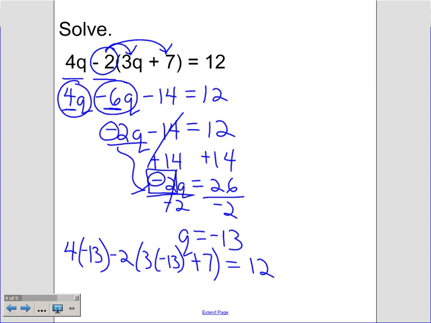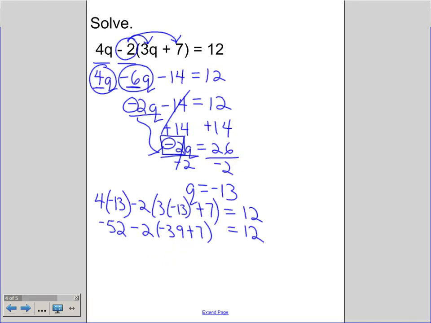If I go back and substitute that into my equation, as far as what to tackle first, I can go ahead and combine this 4 and -13. That's going to be a -52. And then -2, 3, and we have to solve what's in parentheses, so that's going to be -39 plus 7 is equal to 12. Make sure the tendency would be to combine these, but make sure you don't do that because order of operations tells me to multiply before I subtract. So my point is just bring that down.